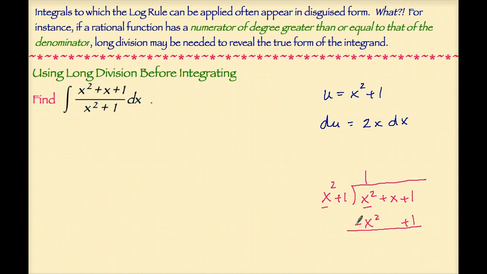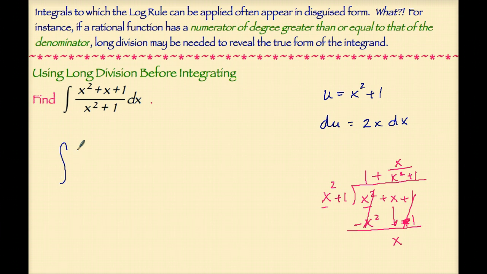Draw the line and change both of these signs because we need to subtract these terms from the dividend. The x squareds cancel, we bring the x down, the 1's cancel as well. So this quotient is 1 plus x over x squared plus 1. Now let's rewrite our integral with our reduced rational expression and attempt to take the integral again.